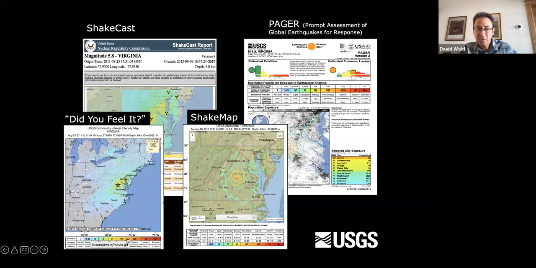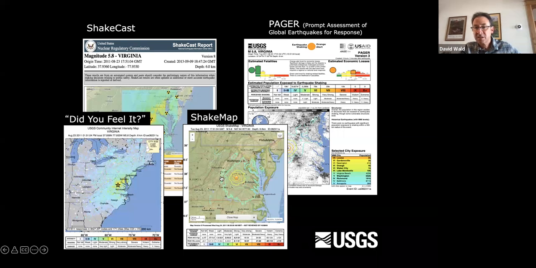When you start getting yellows and oranges, you're starting to get damaging levels of shaking intensity. And at reds, you have very, very serious shaking levels. But this Did You Feel It map is generated completely by citizen science, by having people come in and report what they experienced, which we can turn into a shaking level. The ShakeMap is very different.